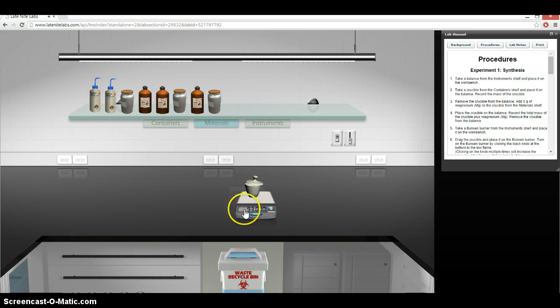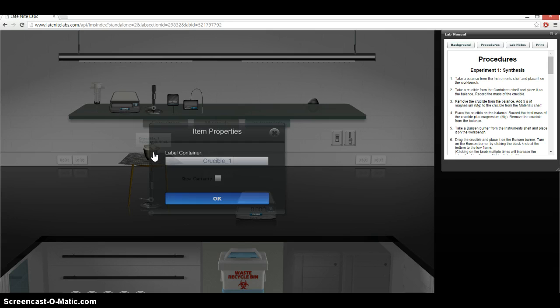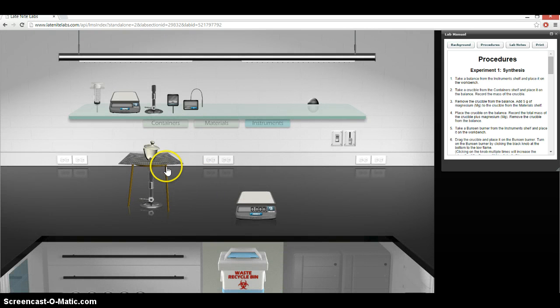which is 93 grams. Next, we're going to take a Bunsen burner from the instrument shelf and place the crucible on it. Now we're ready for a reaction. To get the reaction started, all you have to do is click the black knob at the bottom to the low flame. But before we start the reaction, we are going to double click the crucible and check the show contents option so that we'll get a view of what's happening inside the crucible during the reaction.